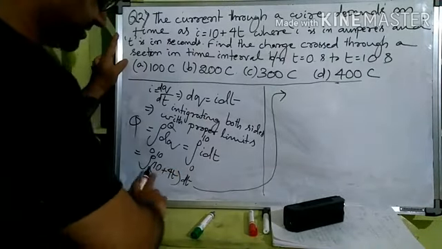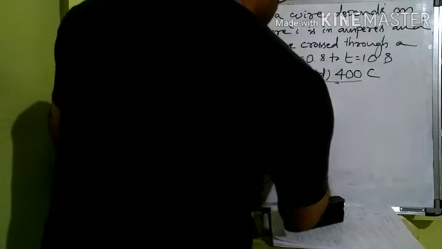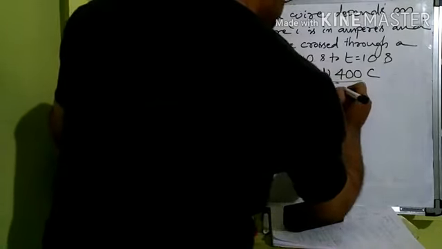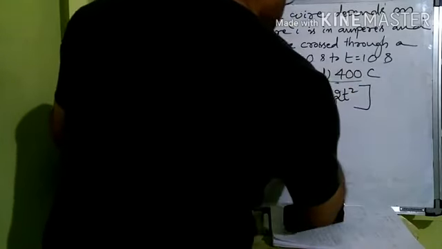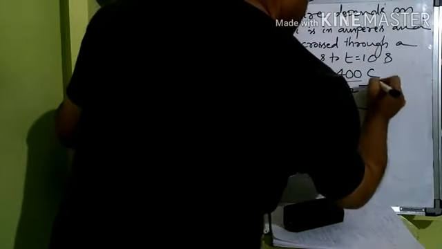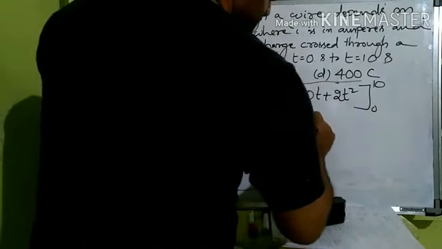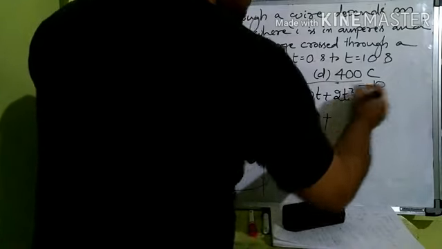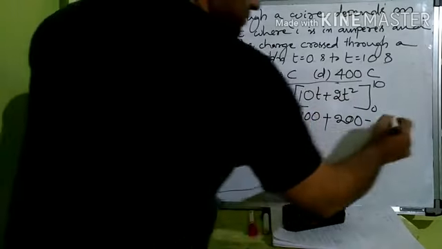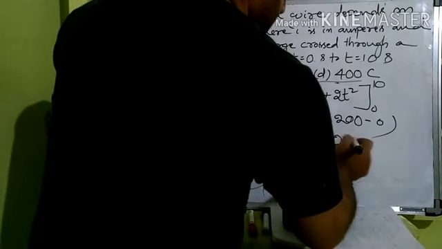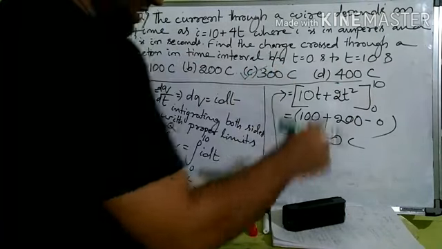From here, you can write the integration of this, right? 10t plus 4t square by 2. The 2 got cancelled, so 2t square, within the limits 0 to 10. So it is equal to, for t put 10 first. So 10 into 10, 100, plus 200, minus 0, put 0 here. That is equal to 300 coulomb. So 300 coulomb is the right answer, right?